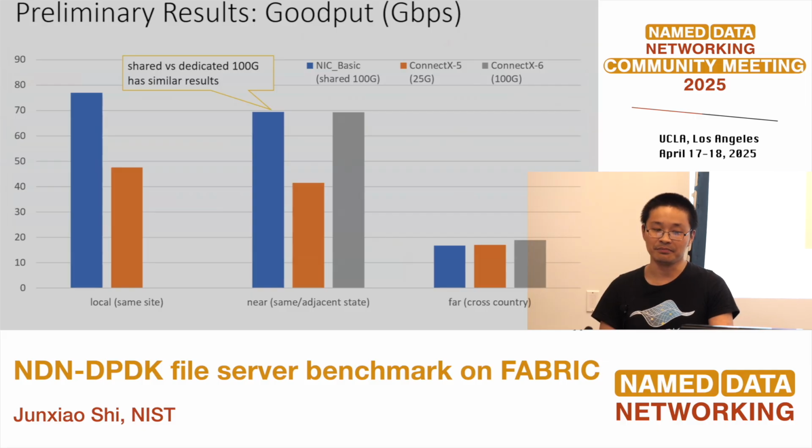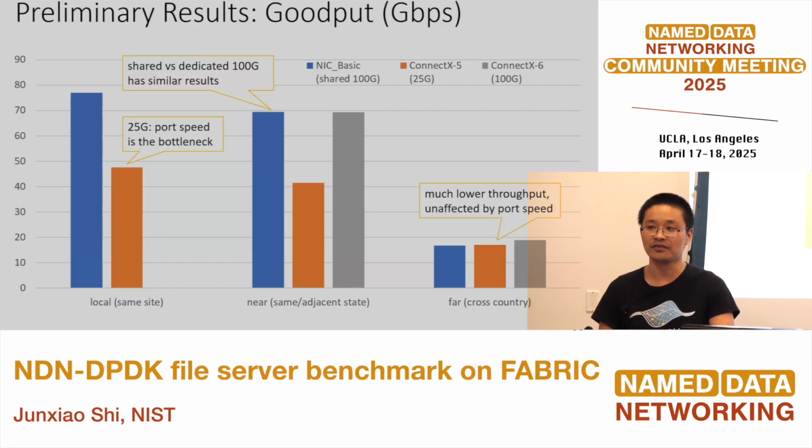Because my app is running faster than this port. But if we do a cross-country transfer, then all the throughputs are lower, and it doesn't matter which port speed I pick. This means the network can have congestion, or it's just because my forwarder parameters are not tuned well for the high-latency networks. So that's all for the FABRIC experiment, but let's pull back a little and talk about the file server protocol.